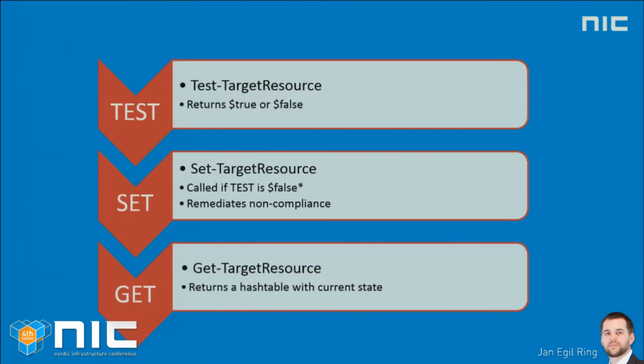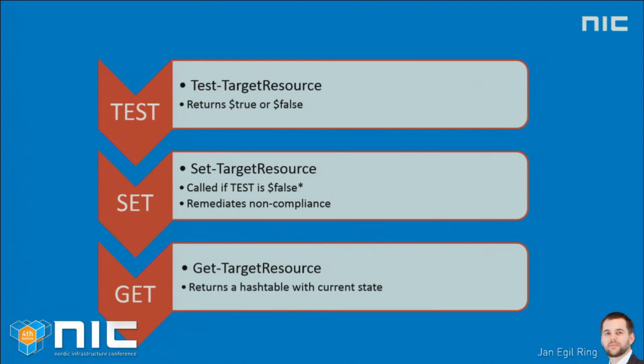It will basically call 2 functions. The third one is just for getting information about the current state. So it will first run a function called test target resource, which returns either true or false. If it returns true, everything defined in the configuration is fine and nothing will be performed. But if it returns false, the set target resource will be run, and that's the command that will be responsible for implementing what is currently not in the desired state.